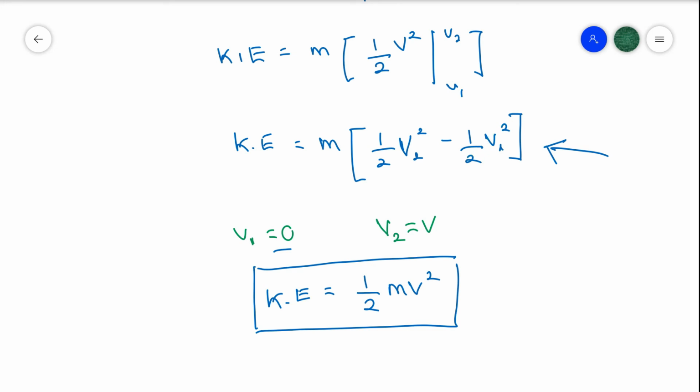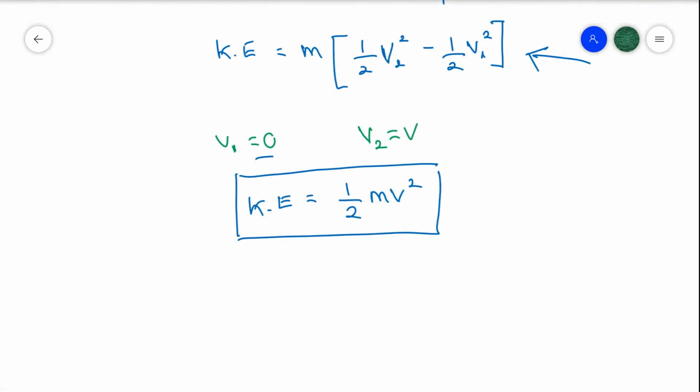Right, so that is the equation or the formula that you can use to solve or obtain the kinetic energy of an object. We will see you in another video.